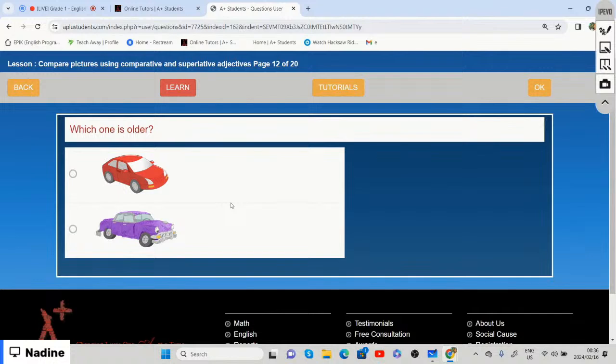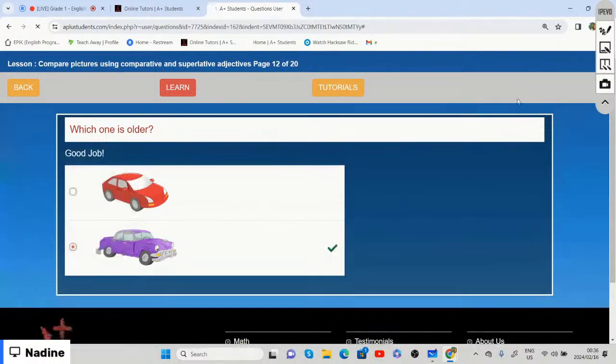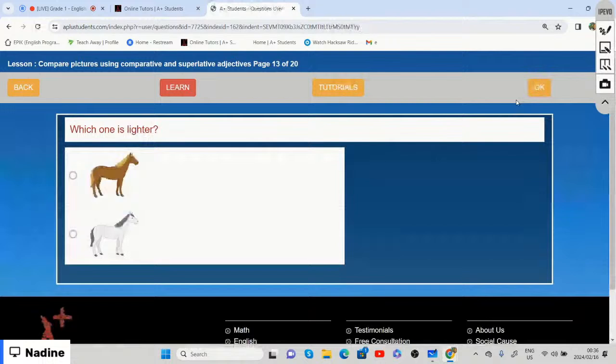So which one is older? And if we choose which one is older, we'll go to the second option, right? Remember we said we are doing the comparison adjective, the adjective that compares. So if you're comparing yourself to another person or thing, it ends in ER.